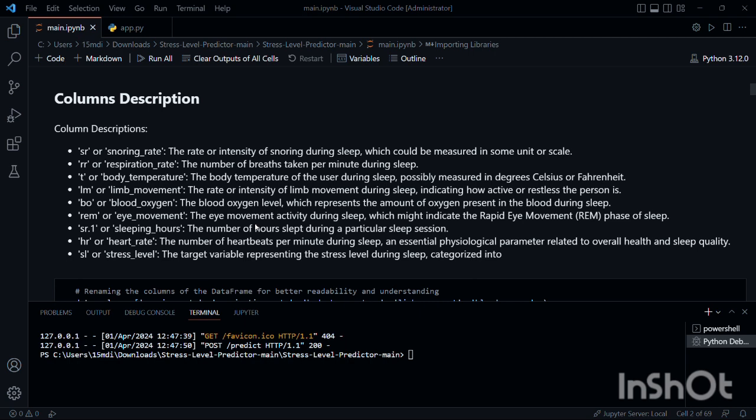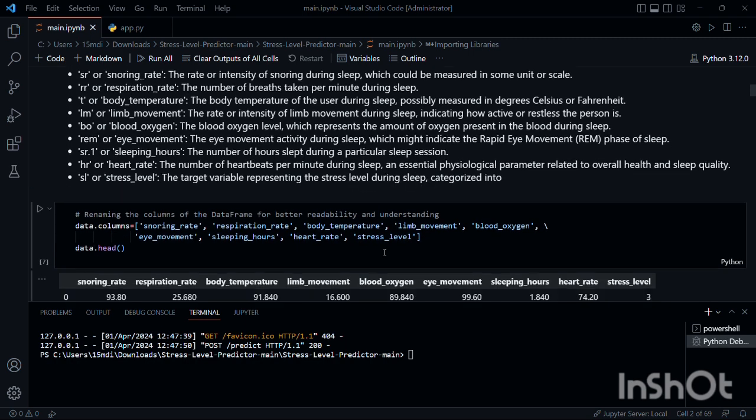And REM means the eye movement activity during sleep, which might indicate the rapid eye movement phase of sleep. And SR1 is sleeping hours, the number of hours practically slept. And heart rate HR, the number of heartbeats per minute during sleeping, an essential physiological parameter related to overall health and sleep quality. And stress level, the target value representing the stress level during sleep, categorized.